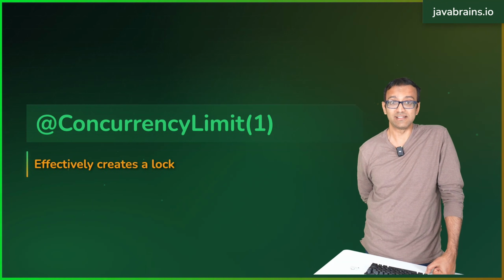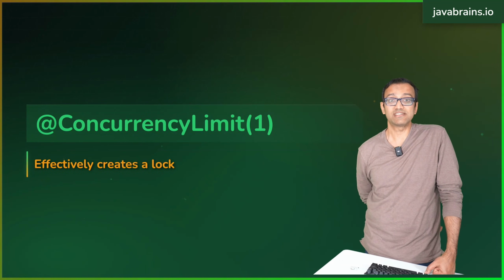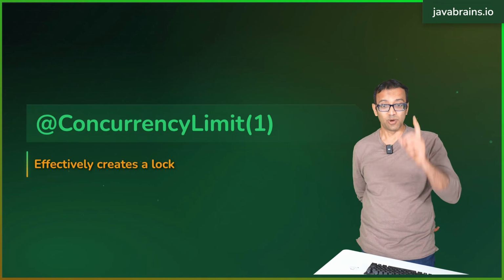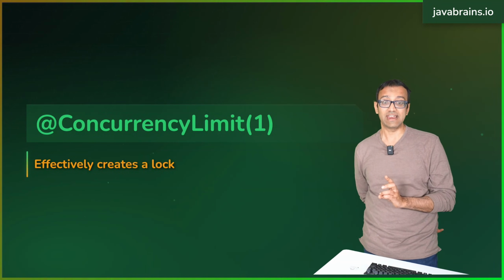You want to make things serial. So let's say there is a method that you think is not thread safe. Just make concurrency limit to 1. You are guaranteed that only one thread executes that at a time.